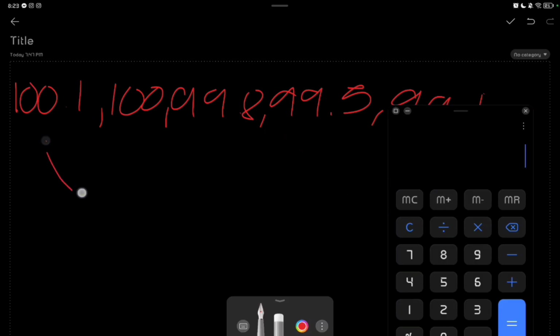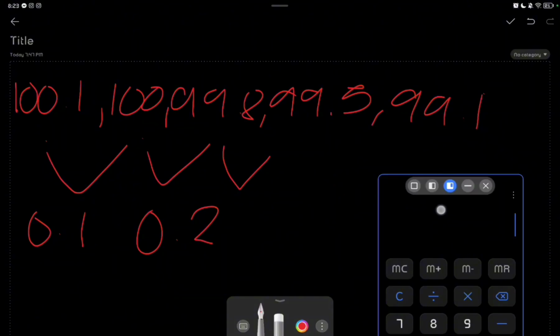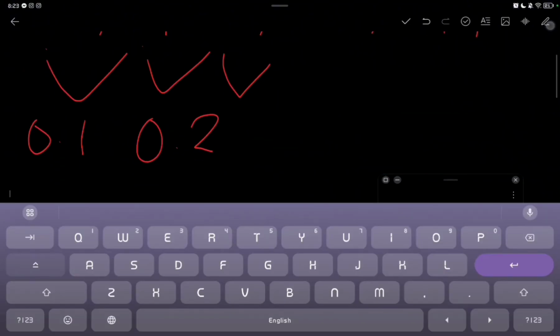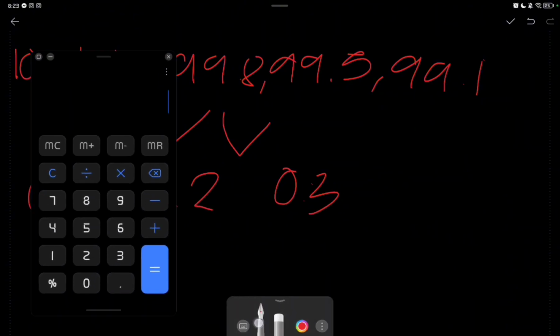100.1 minus 100, it is 0.1. Let's put 0.1. And then 100 minus 99.8, this is 0.2. And then the next is 99.8 minus 99.5, it is 0.3. And then 99.5 minus 99.1, it is 0.4.